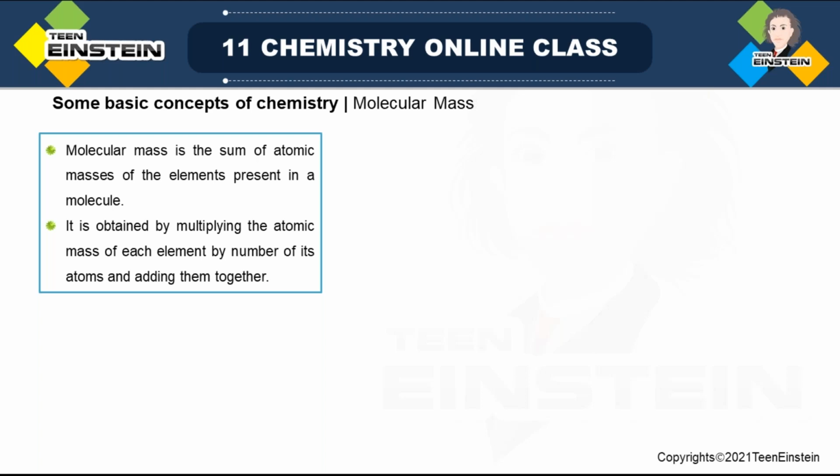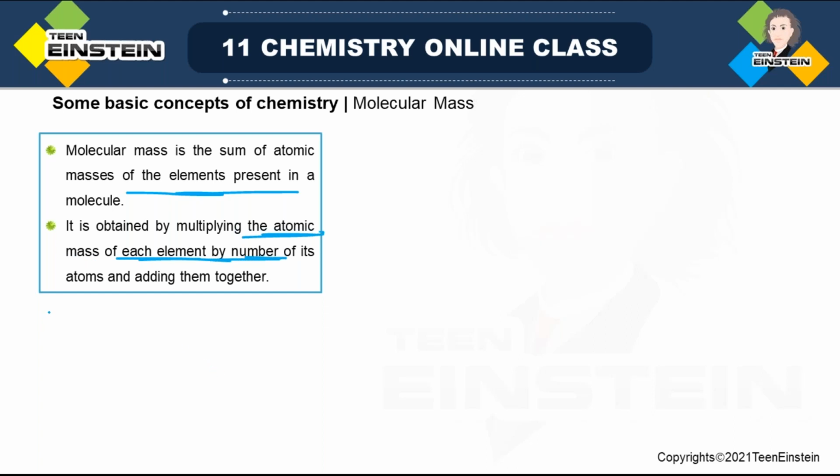So molecular mass is applicable for a molecule. Atomic mass for atom, molecular mass for molecule. Molecular mass is the sum of atomic masses of the elements present in a molecule. It is obtained by multiplying the atomic mass of each element by the number of its atoms.